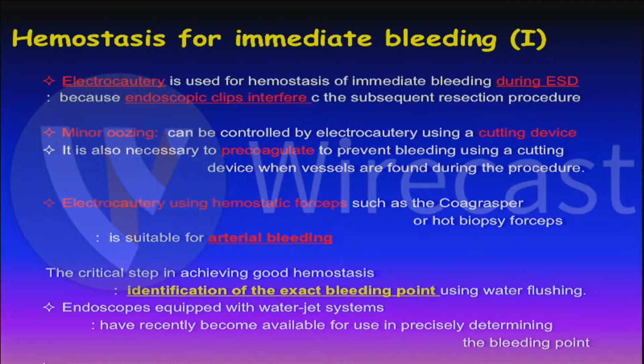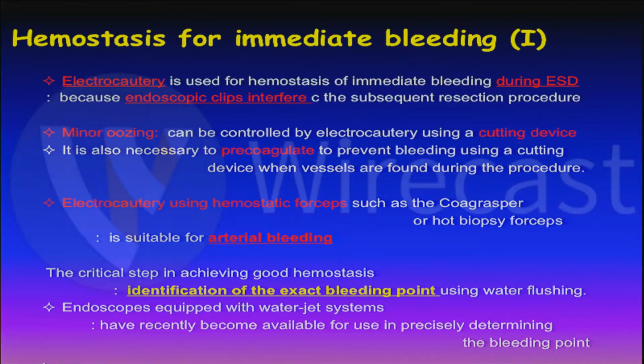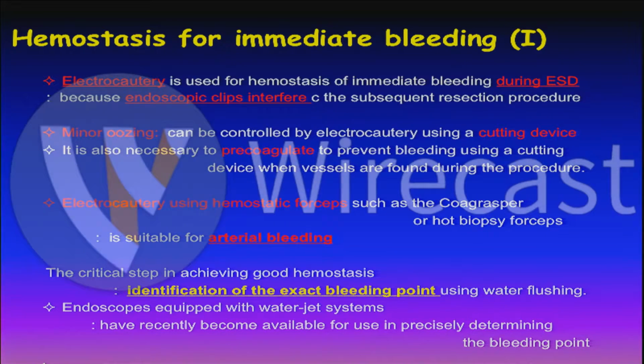And hemostasis for immediate bleeding is also important. Usually, electrocautery is used for hemostasis of immediate bleeding. Endoscopic clips interfere with the subsequent resection procedure. The minor oozing can be controlled by nitric oxide, or sometimes we find a visible huge vessel.